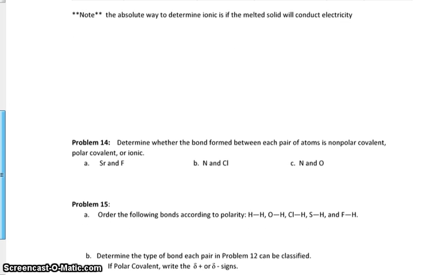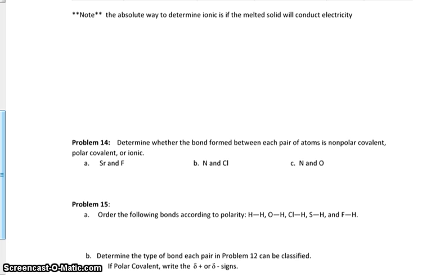Let's go down. Okay. Notice that my picture is gone again, and this is another picture of what we're talking about. So this is determine whether the bonds formed between each pair is nonpolar, polar, or ionic. So strontium and fluorine, what do you think? Strontium is a metal, fluorine is a nonmetal. It should be, yes, ionic. N and Cl, they are two nonmetals, so I automatically know it's going to be covalent. So are they close to each other or not? They're going to be nonpolar covalent.